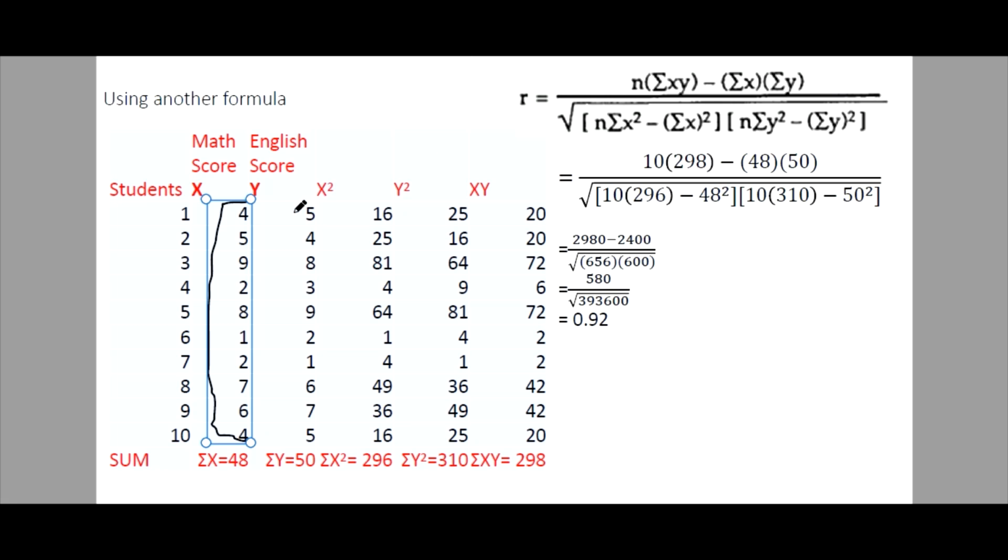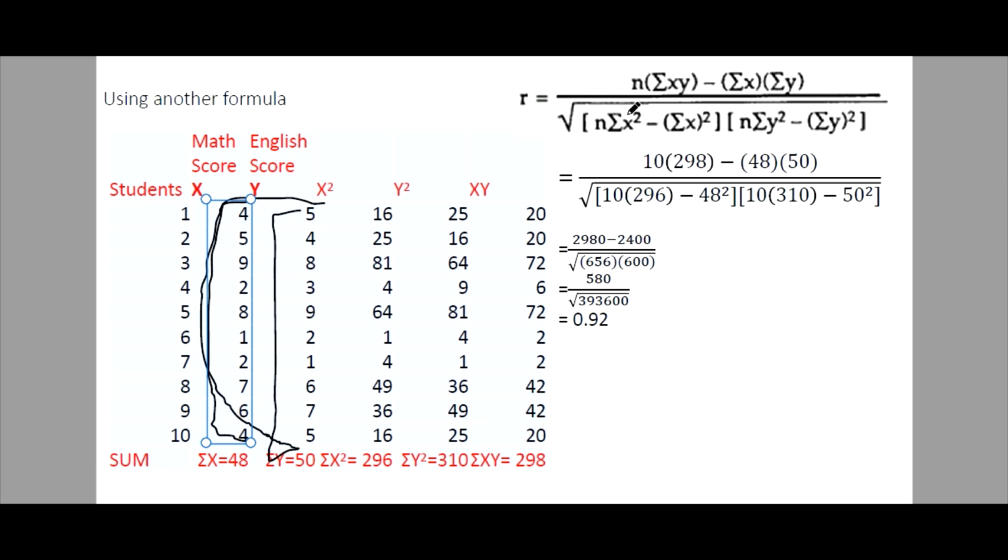For the y squared, you will square this column. So 5 squared is 25, 4 squared is 16, 8 squared is 64, 3 squared is 9, and so on. And for the last, we have xy, so just multiply these two columns. 4 times 5 is 20, 5 times 4 is 20, 9 times 8 is 72, and so on. At the bottom, you just take the sum of each column. So these are the sums.